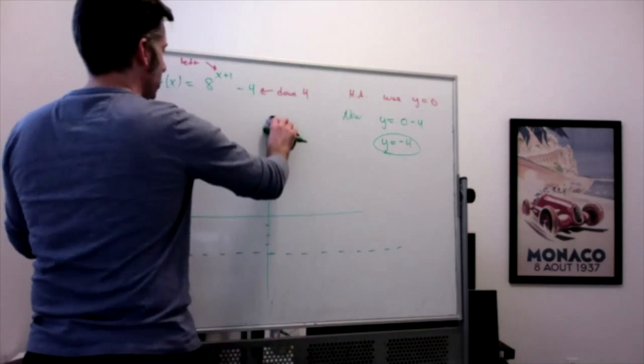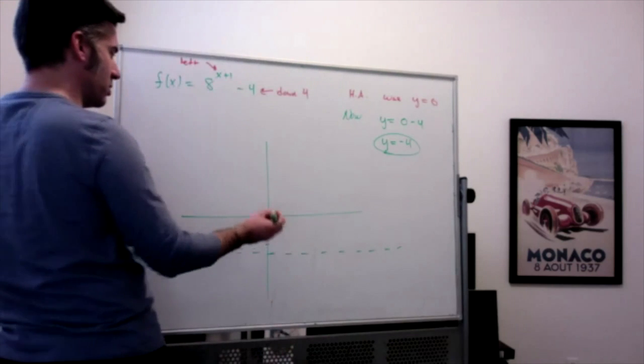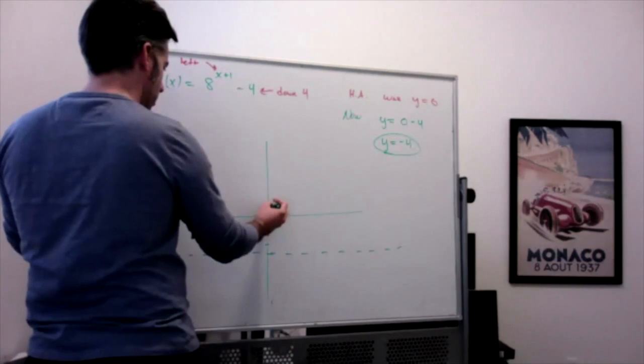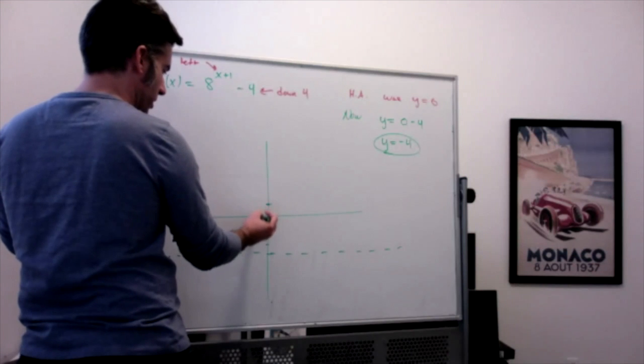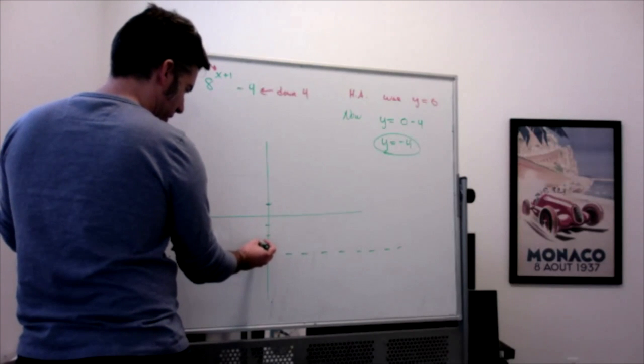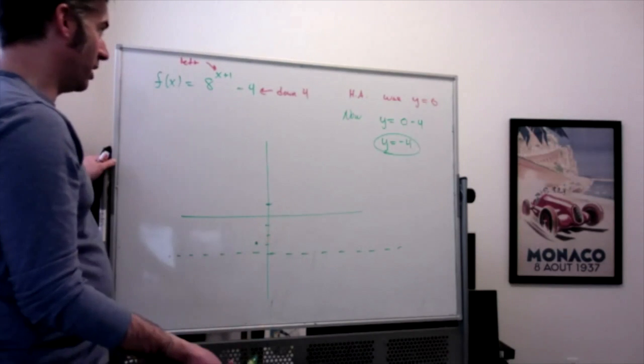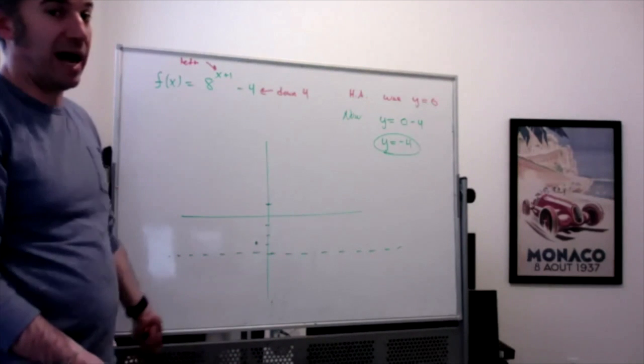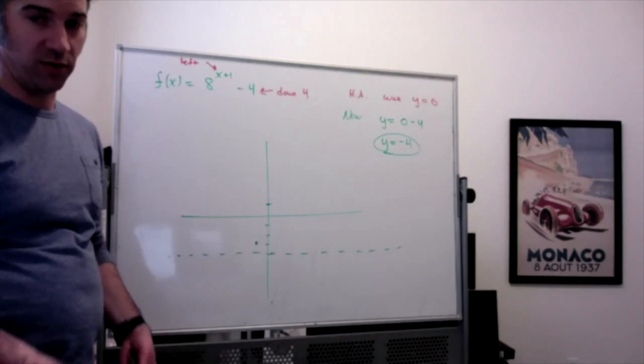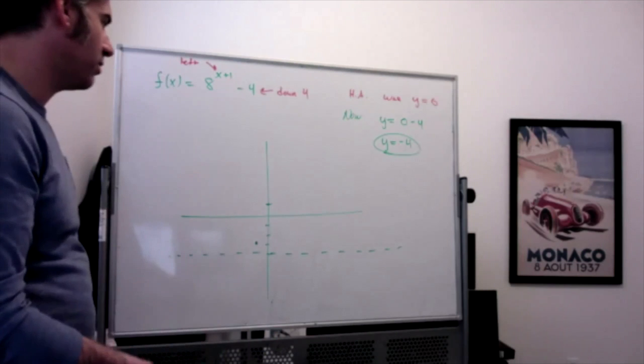I guess you could also point out that we know we would usually start at the point (0, 1), and that's going to go over 1 and down 4. So we're going to get the point (-1, -3). I don't think we need to actually plot that point or think about it, but it is there.